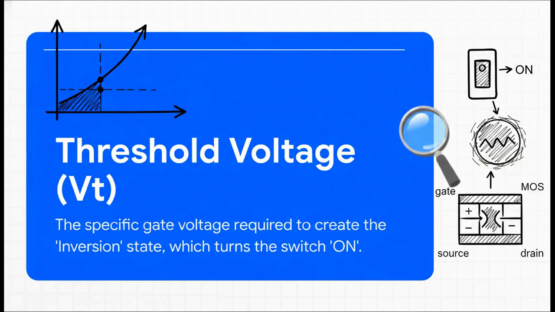In that one specific point on the graph, the exact voltage where we create that flowing freely inversion state, that point has a really important name. It's called the threshold voltage. It is the precise setting that officially flips our switch to on.